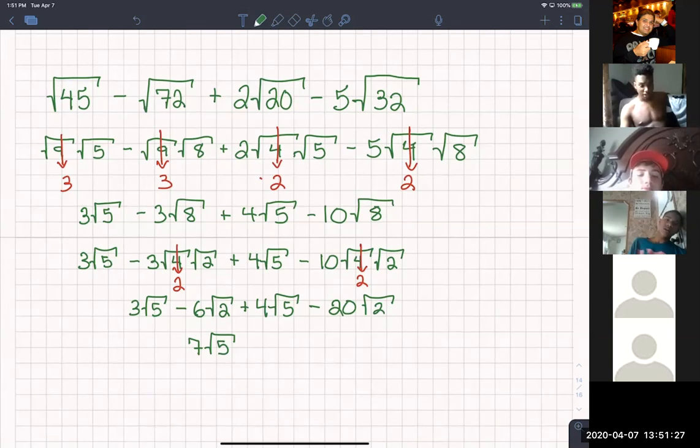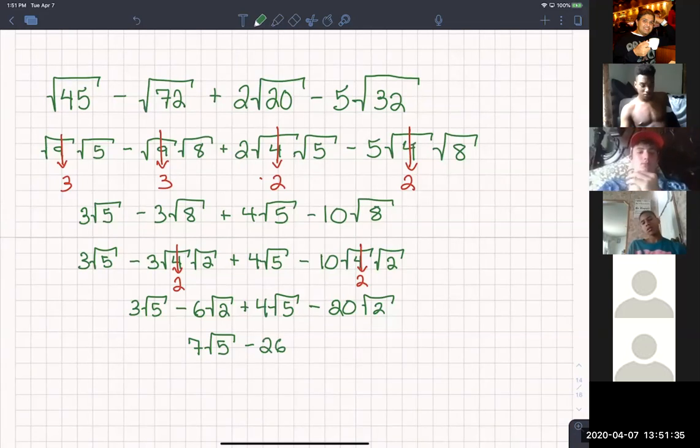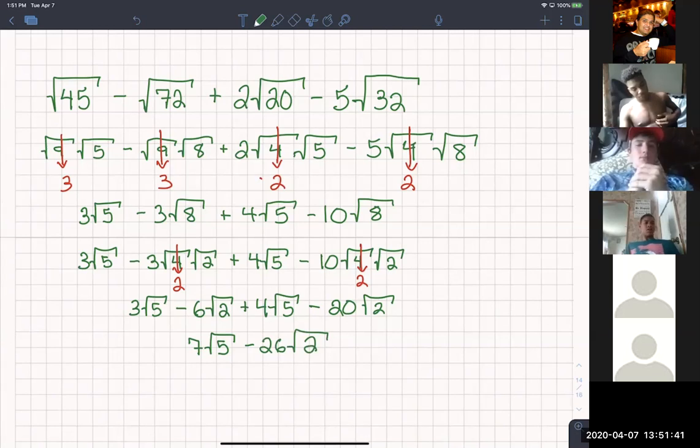Negative 6 and 20. And that becomes what? Negative 26. Remember, negative 6 minus 20 is negative 26. Same sign, so add. Okay, is there anything else I can do? No. Okay, all right.